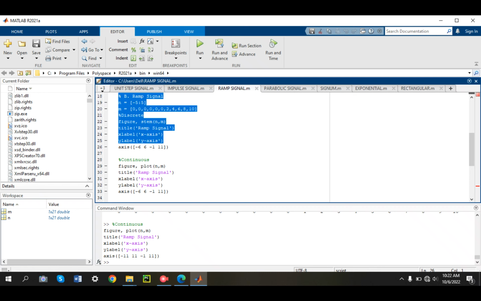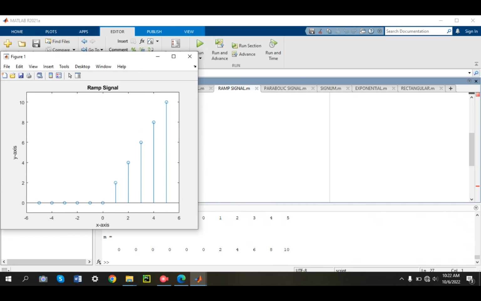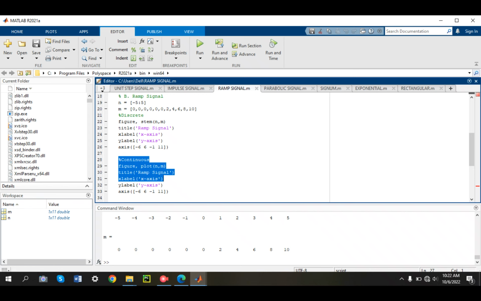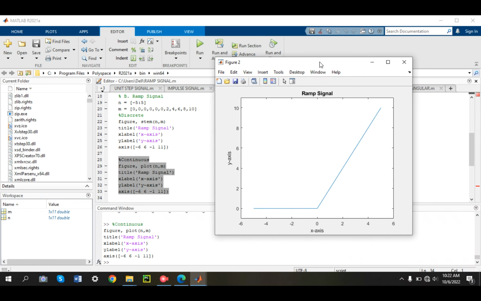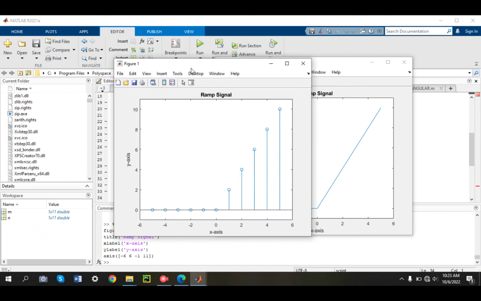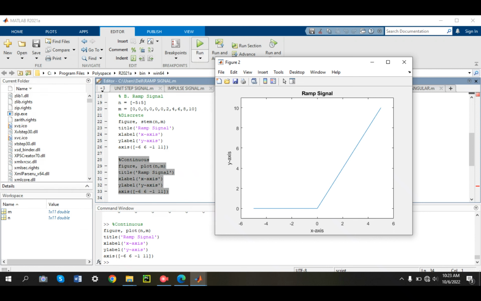So we will now evaluate condition B. This is the discrete, figure 1. And figure 2 is the continuous graph result. The discrete and continuous graph result for the B condition.